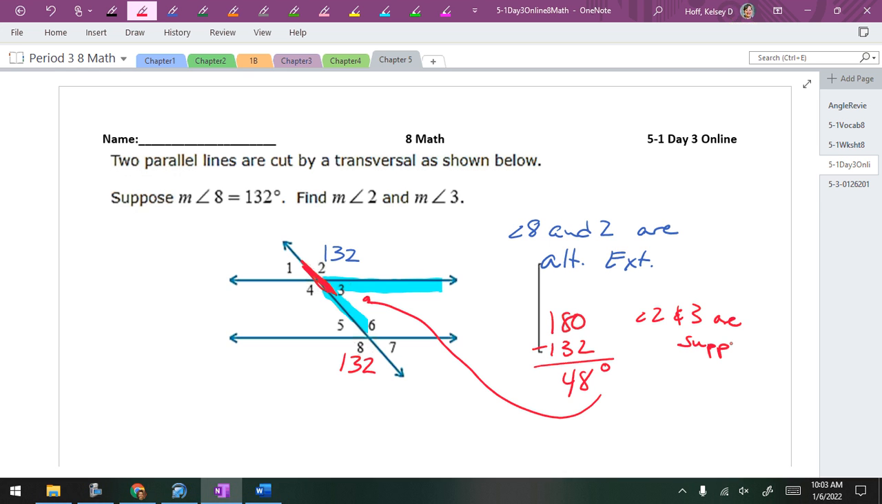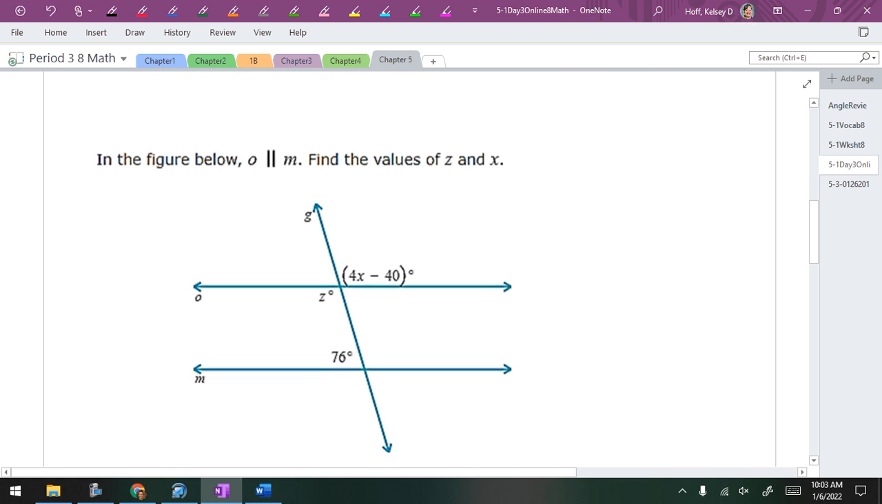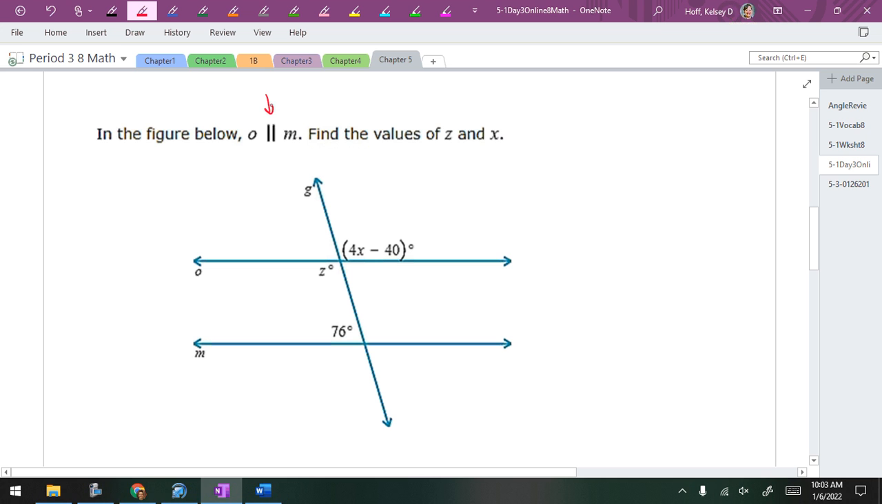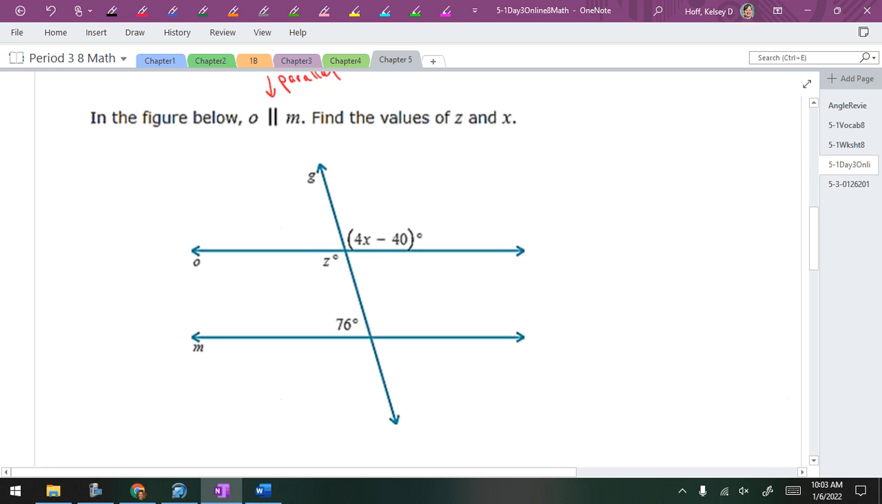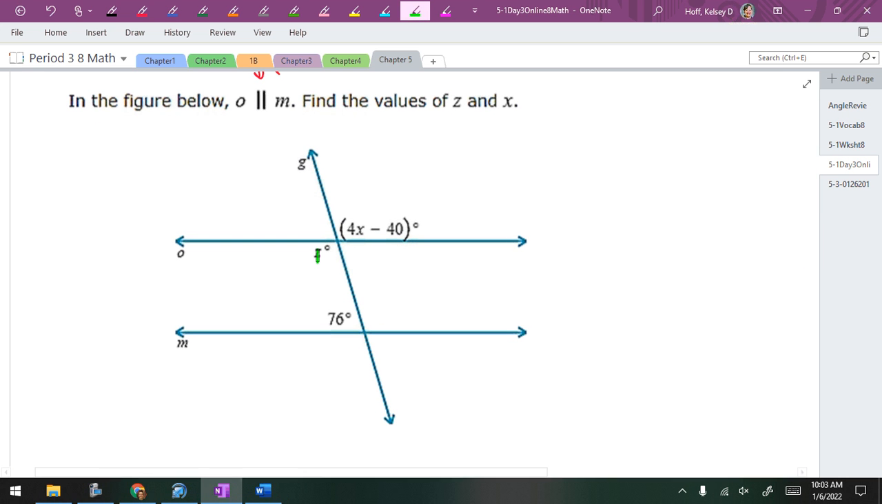Here's where we step the difficulty up. Next problem. In the figure below, O, this means parallel, O is parallel to M. Find the value of Z and X. So if you notice, Z and X are inside that diagram. Okay? What we have to do is use our angle relationships to set up equations. Are they alternate exterior? Are they corresponding? Are they vertical? Notice, they give us a 76.